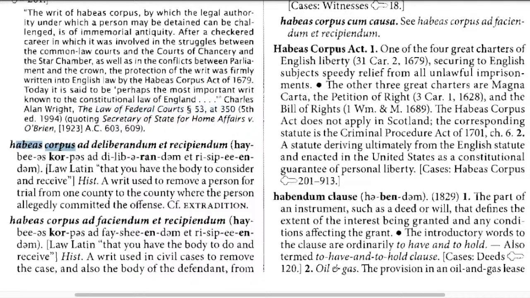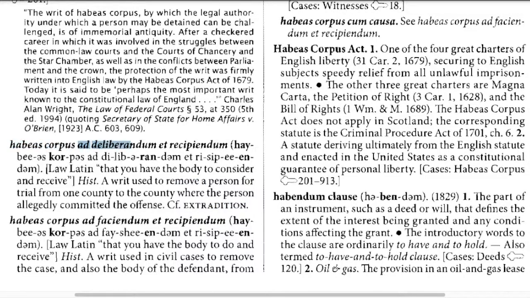Okay, so we have the Habeas Corpus ad deliberandum et recipiendum. I should just read it from here. Habeas Corpus ad deliberandum et recipiendum. I got it there. Okay, so now it should go a lot more smoothly after figuring this out, where those accents go. It's from the law in Latin that you have the body to consider and receive. Historically, it's a writ to remove a person from trial from one country to the country where the person allegedly committed the offense. Wow, that's also known as extradition. Wow, to remove, from trial.